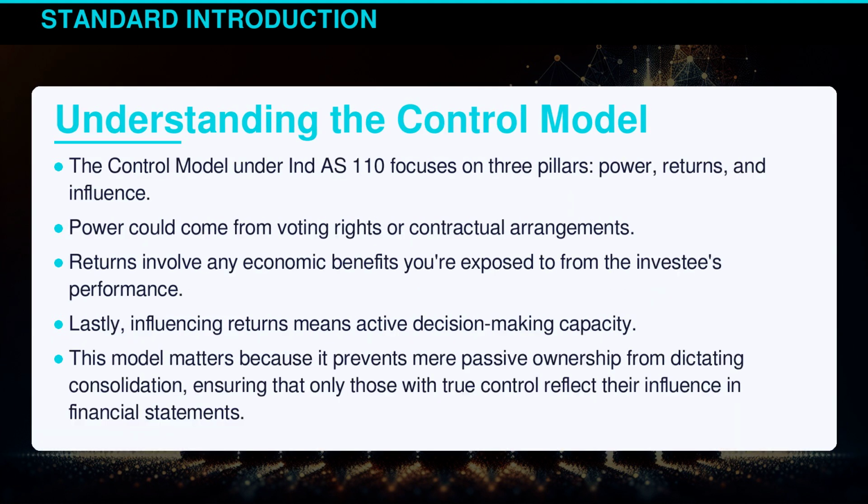The control model under Indian Accounting Standard 110 focuses on three pillars: power, returns, and influence. Power could come from voting rights or contractual arrangements. Returns involve any economic benefits you're exposed to from the investee's performance. Lastly, influencing returns means active decision-making capacity. This model matters because it prevents mere passive ownership from dictating consolidation, ensuring that only those with true control reflect their influence in financial statements.